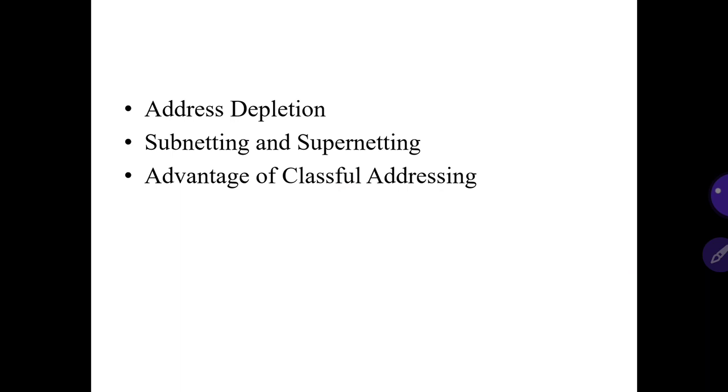So for that, what we are going to do is either combine smaller addresses to form a huge number, or otherwise bifurcate a bigger number to make smaller numbers. That is what we are going to call subnetting and supernetting. Subnetting is nothing but division. Supernetting is nothing but combining smaller networks to form a bigger network.